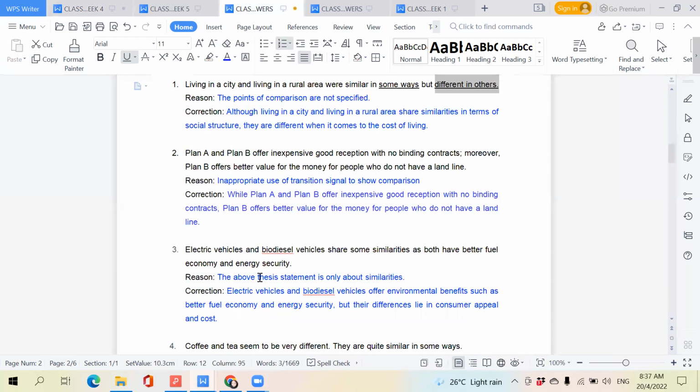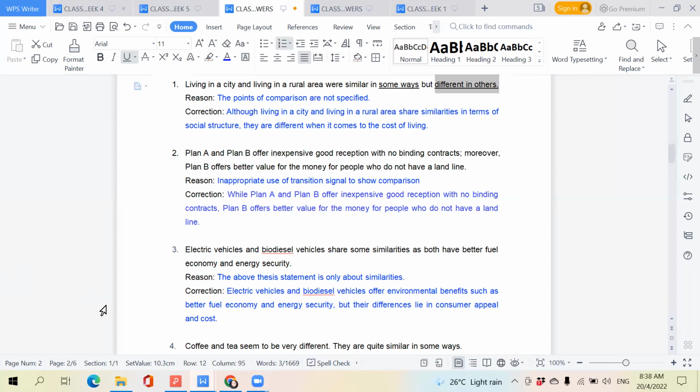So like I said, the thesis is only about similarities. So how can you fix this? Perhaps you can say electric vehicles and biodiesel vehicles. So these are the subjects. Okay, offer environmental benefits such as better fuel economy and energy security. So this is P1, point of comparison 1. And then but, the differences lie in consumer appeal and cost. So but is the transition signal here, or however. Okay, and the differences lie in consumer appeal and cost. So this is P2, point of comparison number 2.